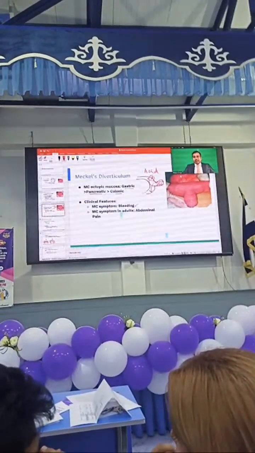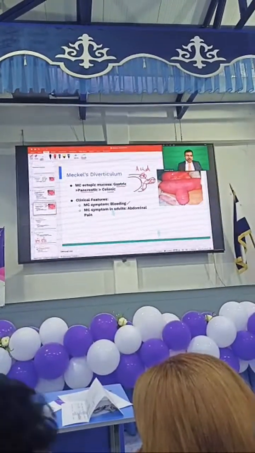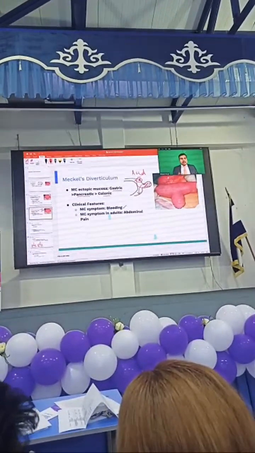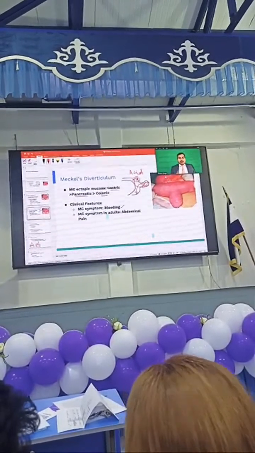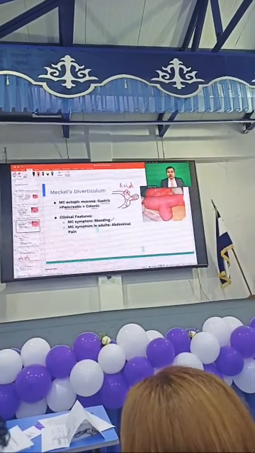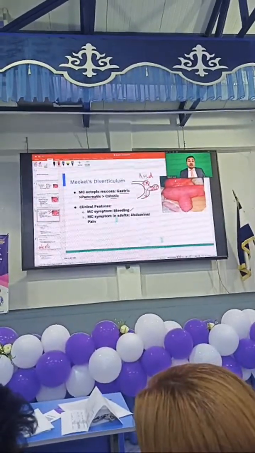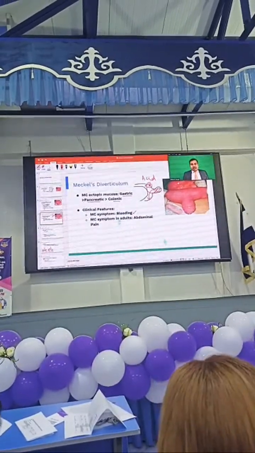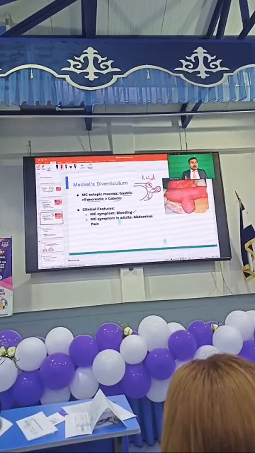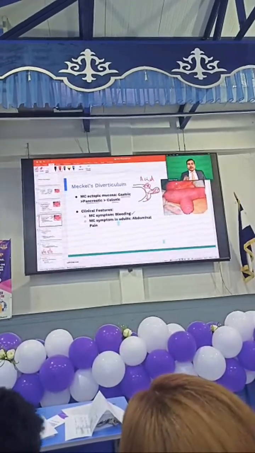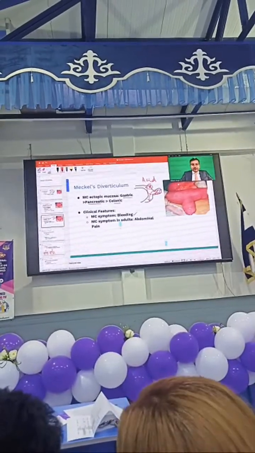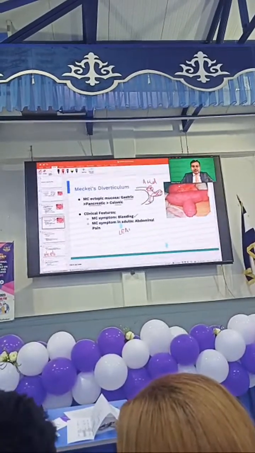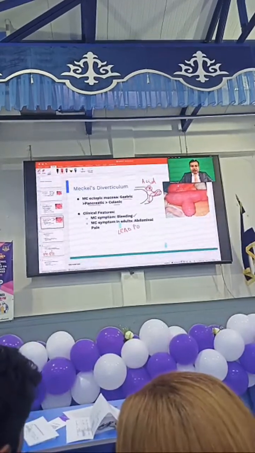Now, what is the most common symptom in adults? Any patient who has ectopic gastric mucosa will have an ulcer, and if an ulcer is there, there will be bleeding. If the patient is not symptomatic during childhood, it means there is no ulcer, so there is no ectopic gastric mucosa. Adult patients develop abdominal pain sometimes because of intussusception, because you know that Meckel's diverticulum is a lead point for intussusception. So because of this, there can be abdominal pain.